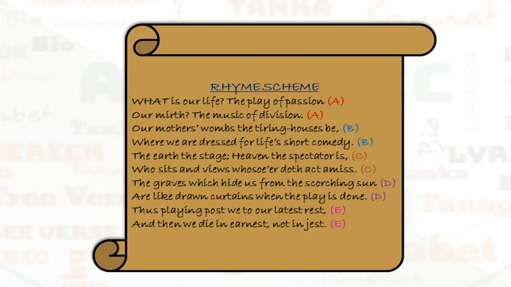Moving on to the lines, the seventh and eighth ended with the sound un, sun, done, labeled by the letter D, D and D. The last two lines ended with the sound est, rest and jest, labeled by the letter E. So we have E and E.